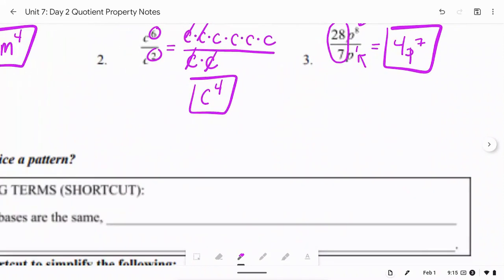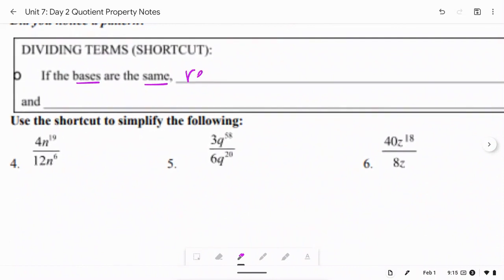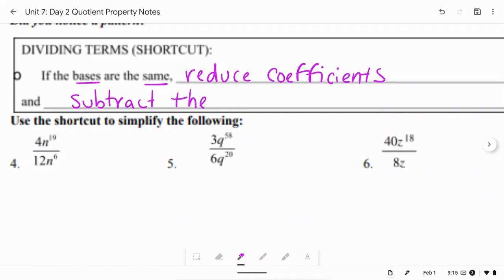So let's sum this up as a nice shortcut. For dividing with exponents, if the bases are the same, the first thing you're going to do is reduce the coefficients and subtract the exponents. If we look at this next example, we're going to use these rules, and we're going to reduce 4 over 12 using the fraction button in our calculator. That reduces to 1 over 3.